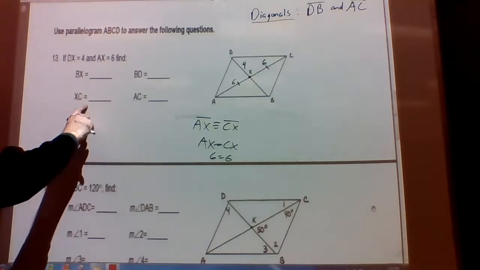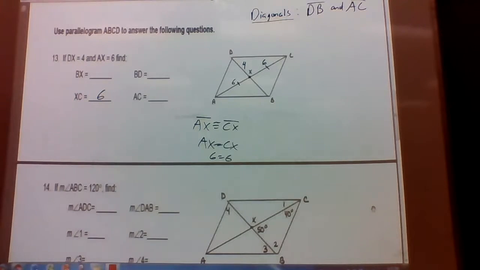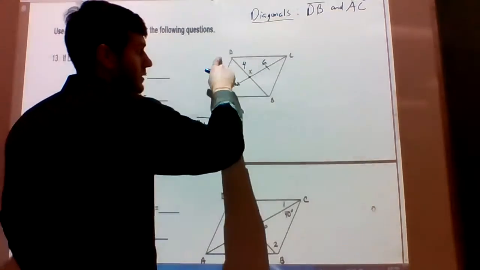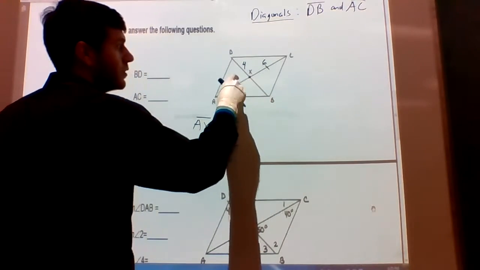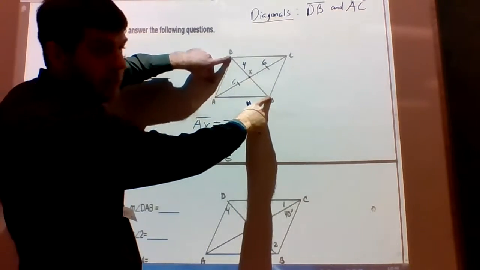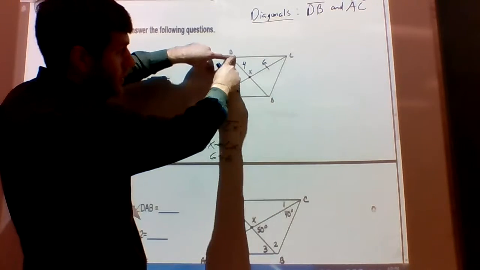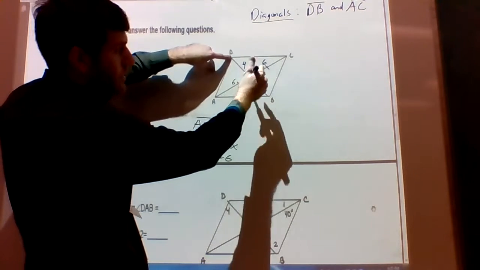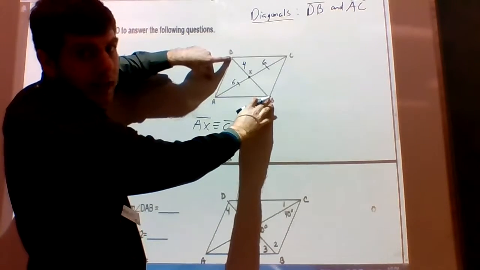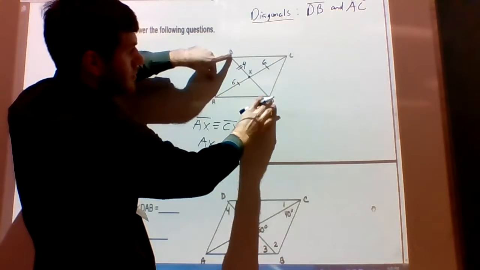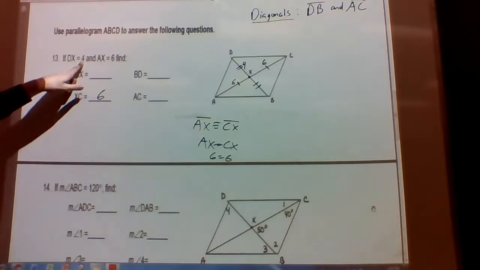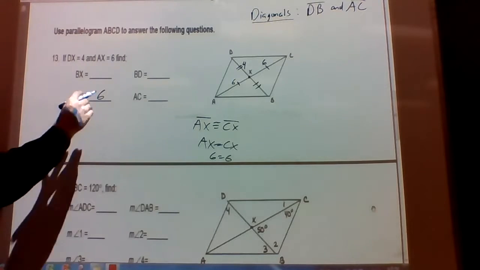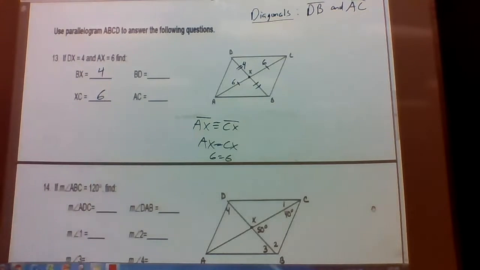So AX and then XC is going to be 6. Okay, so they bisect each other, so they bisect the other way too. So AC also bisects DB. We're splitting DB in half. So here's DB, it's this segment right here. Where they intersect at X is where we split it in half. So what's half of DB? DX. The other half is going to be XB. So if DX is 4, BX is going to be 4 as well.